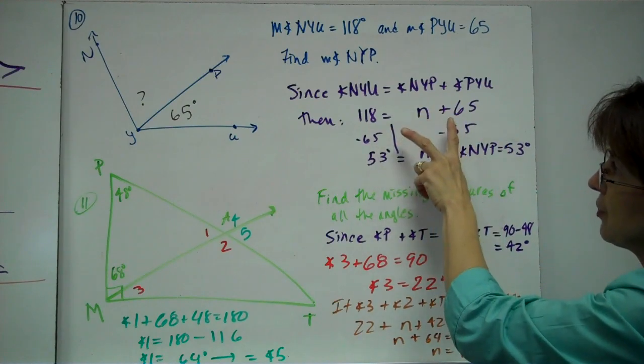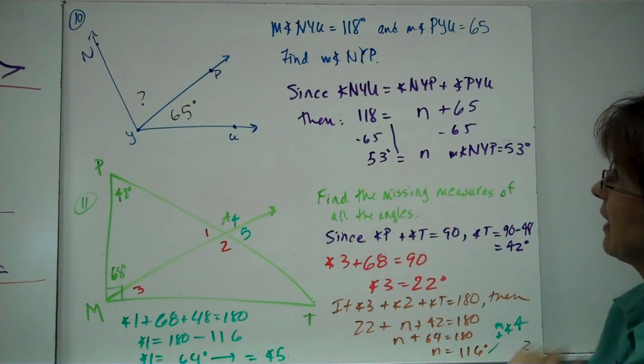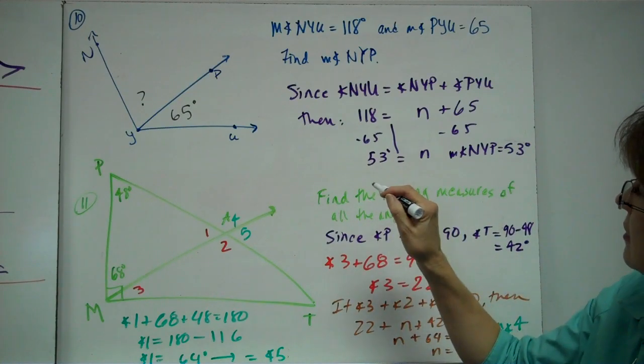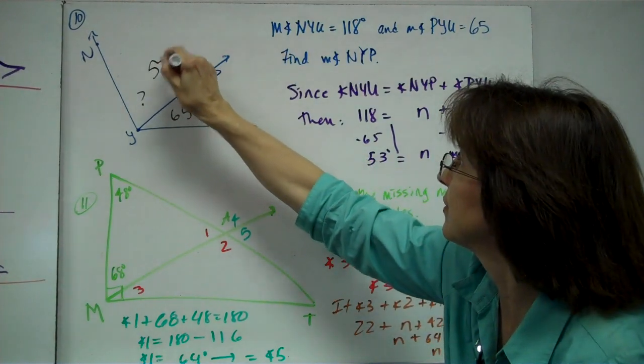So we can plug in those 2 things. Then we just solve it like an equation for an unknown. We subtract 65 from both sides and get 53, I believe that's right. Yes. So N, this one right here, has to be 53 degrees.